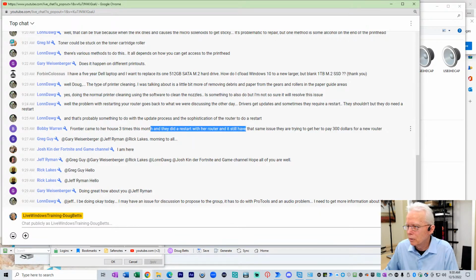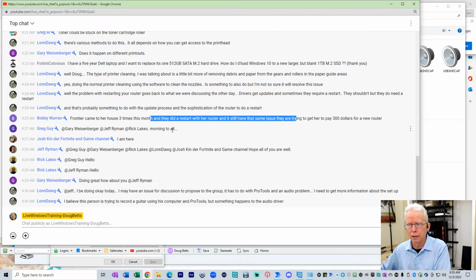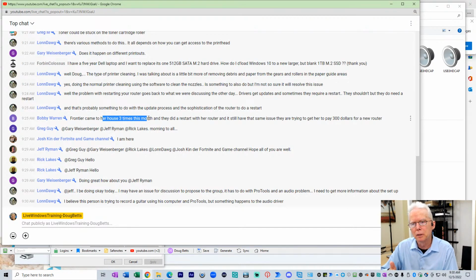They did a restart with the router, still have the same issue. So I would assume that they connected a computer directly to the router with nothing else connected, with an Ethernet cable, and still find a problem. If they're only using her computer, and they haven't tested with another computer, well, that doesn't limit the possibility that there's something going on with her computer.